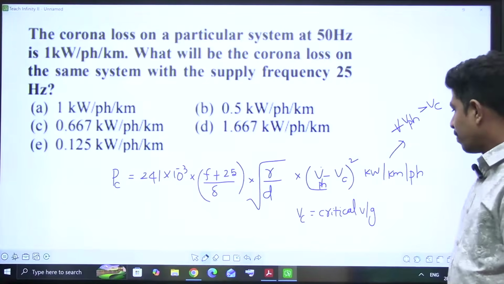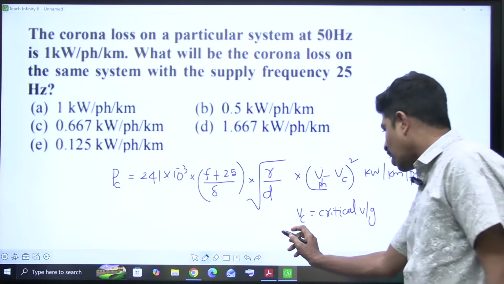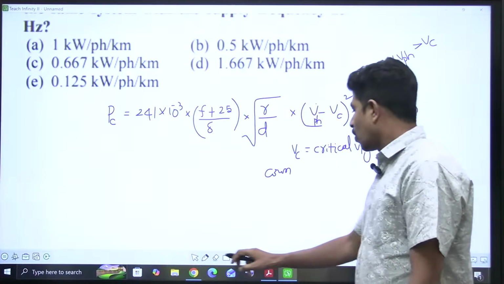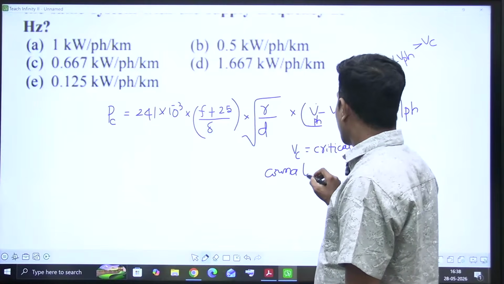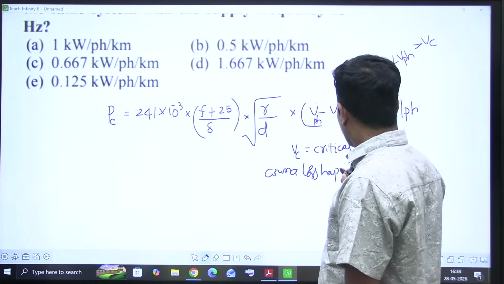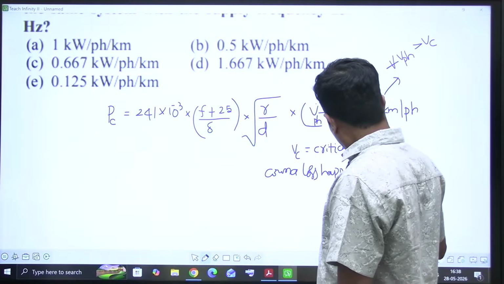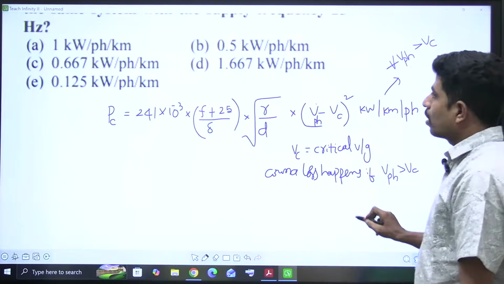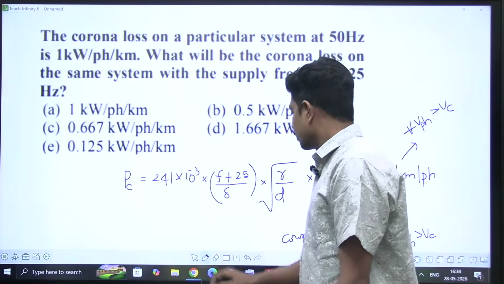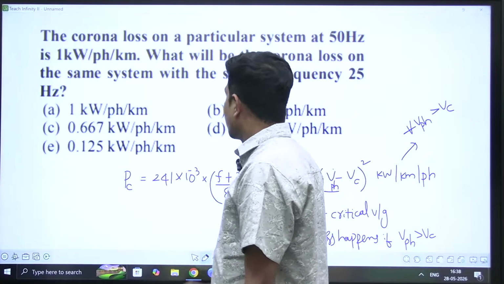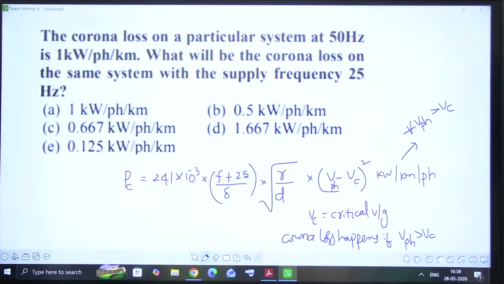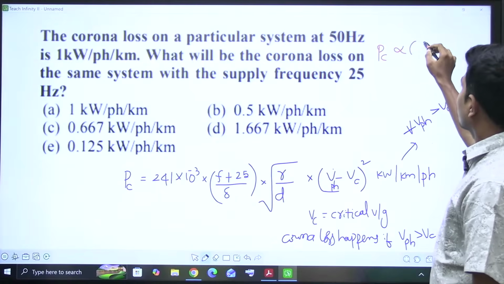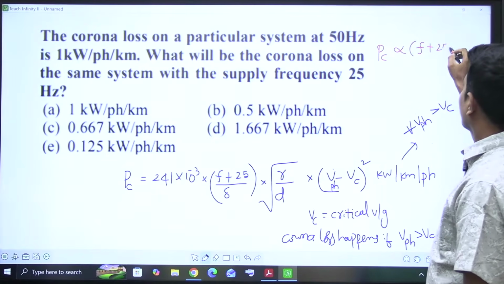Yes, corona happens at the critical voltage. Corona loss happens if V phase is greater than VC, otherwise it's not going to happen. Right? Now, at 50 hertz, 1 C, corona loss is directly proportional to F plus 25.